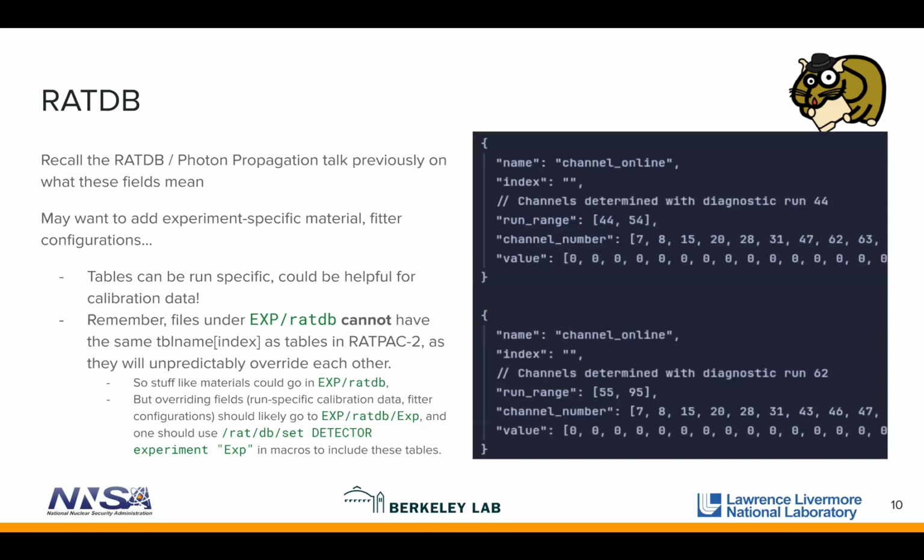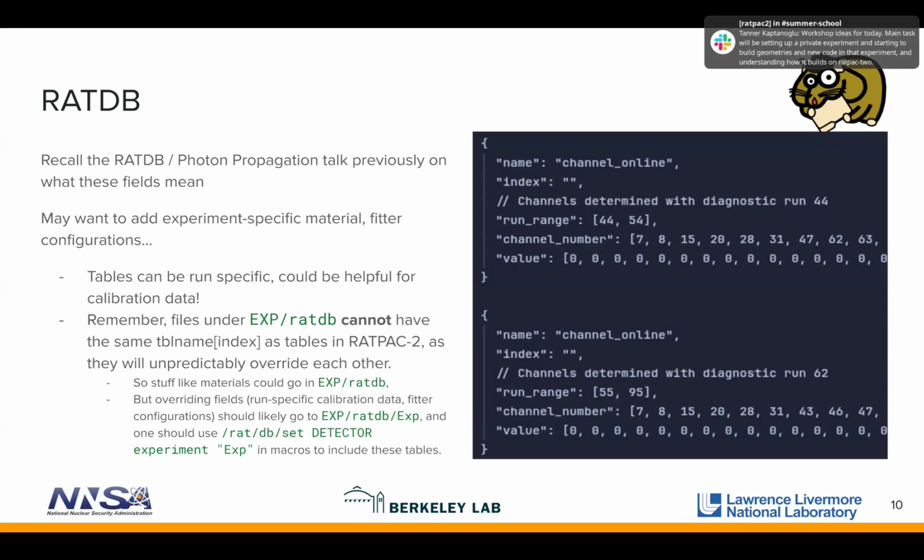Yeah, so RATDB, obviously, you probably want some private RATDB entries in your private experiment. We've talked about this quite extensively in the RATDB and photon propagation material properties session, so these fields should look familiar to you, perhaps at least the shape that they take. You probably want some experiment-specific materials that may or may not be available already in ratpac-two. You might have some custom fitters you want to configure, so that could also be useful for this.